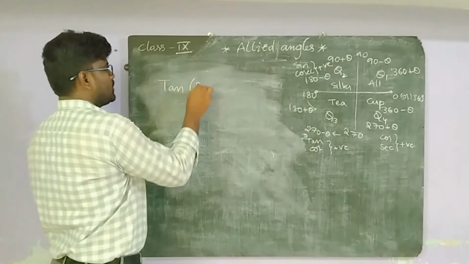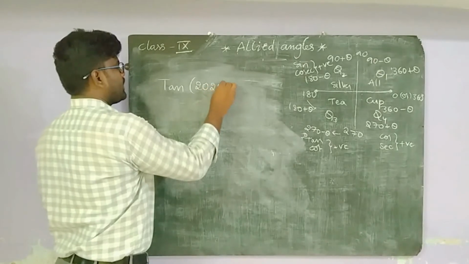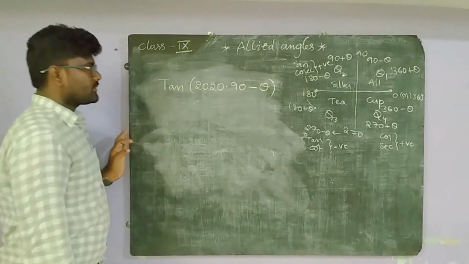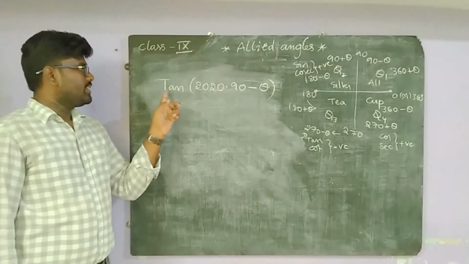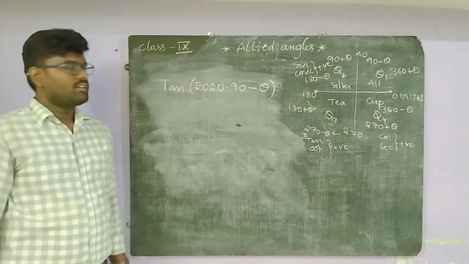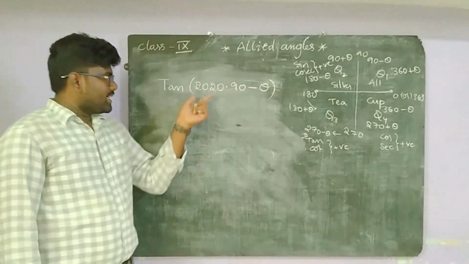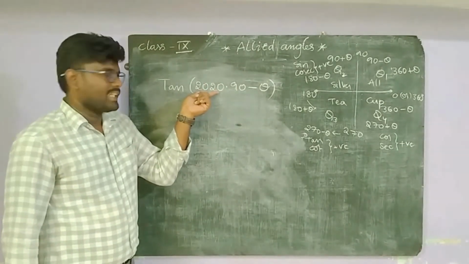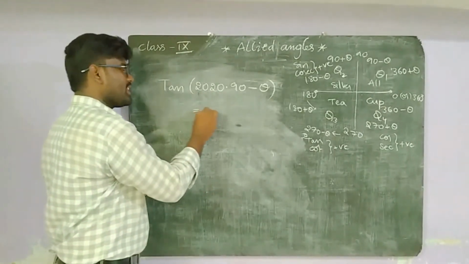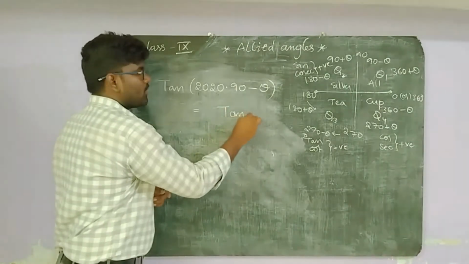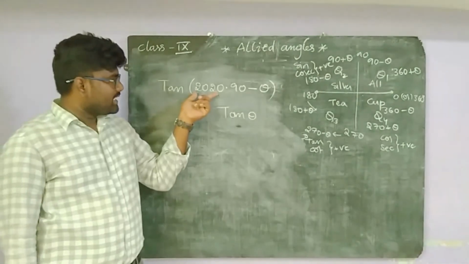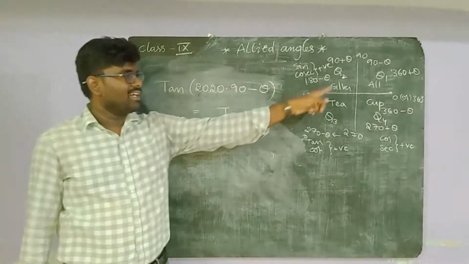Tan 20 into 90 minus theta. Clearly, we can say it is an even multiple of 90. Even multiple of 90 means the trigonometric function doesn't change. We are getting tan theta only. But whether it is positive or negative, we need to decide. How we can decide it is positive or negative: it depends upon the quadrant.